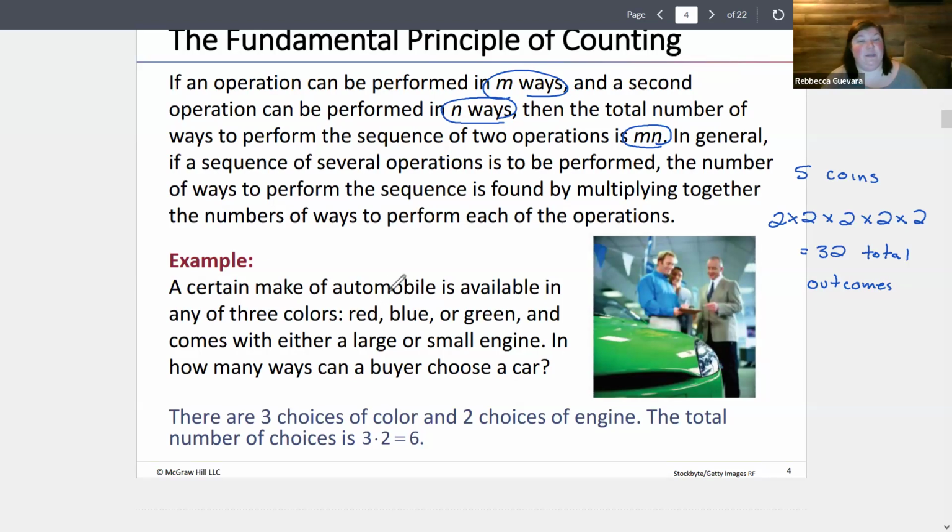Another example here is a certain make of automobile that is available in 3 colors, red, blue, and green, which isn't as important, and it comes with either a large or a small engine. So there are 3 ways to get colors and 2 ways to have engines. That gives me a total of 6 ways that I can make this car. How many ways can the buyer choose the car? There are 6 ways to choose the car.